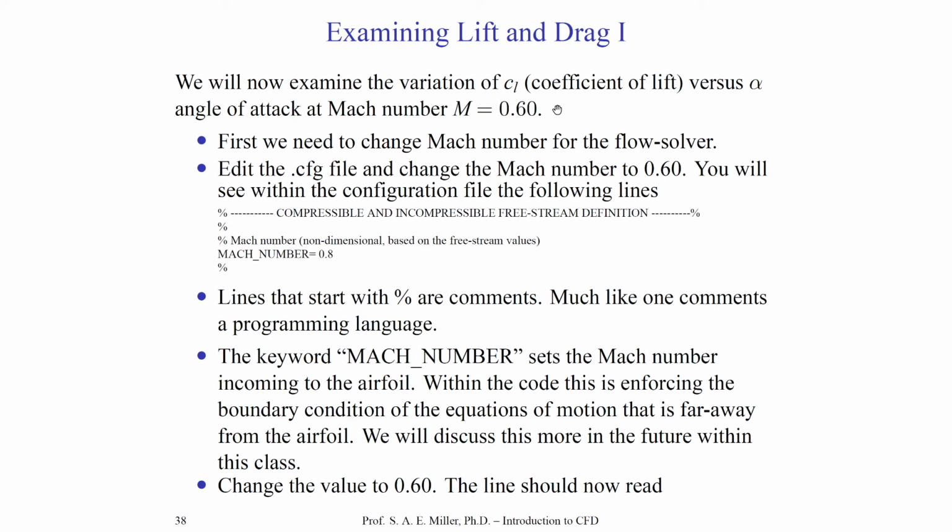All we have to do is go back into the configuration file and change the Mach number by editing the file with a text editor from 0.8 to 0.6. Now, I would recommend copying your configuration file and making a backup, because if you mess it up and it doesn't run, then of course you'll have to discover the bug. And so it's good to make backups and versions of your configuration files.